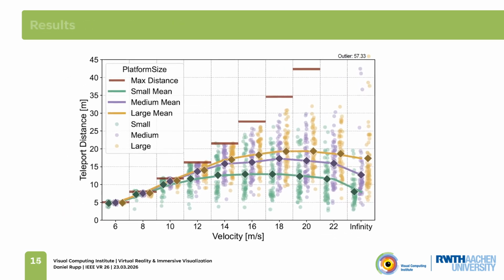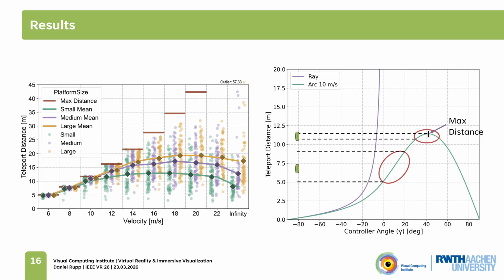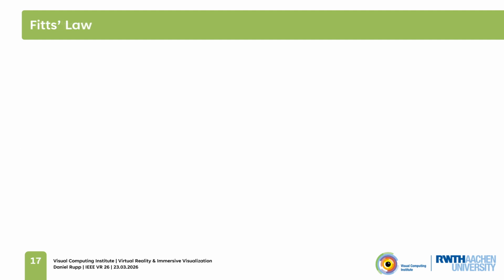In the teleportation distance plot, we also showed these red bars, which indicate the theoretical maximal teleportation distance. And from the angle-distance relationship, we learned that if we teleport farther away from the maximal distance, we are on the steeper side of the curve, which leads to increased jitter and therefore decreased accuracy and subsequently more failed selections. However, we can still not clearly say which velocity provides the best trade-off between accuracy and teleportation distance, so we also used a more formalized approach to quantify accuracy by using Fitts law.